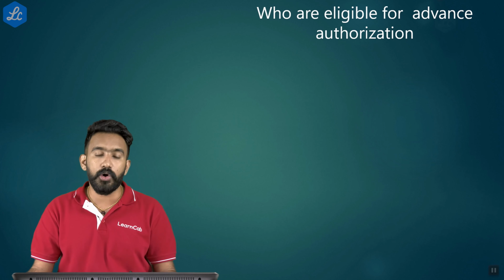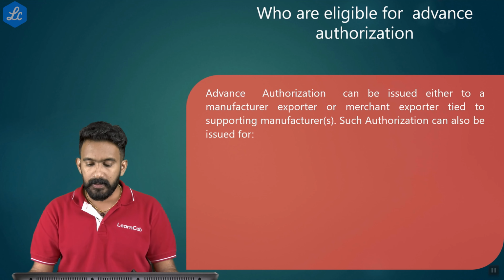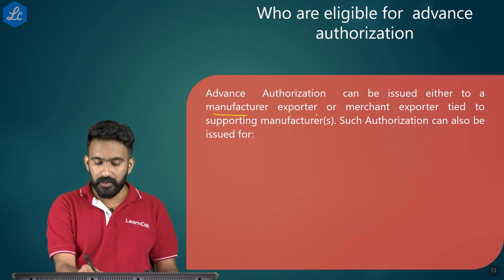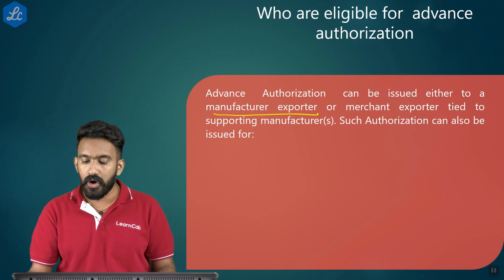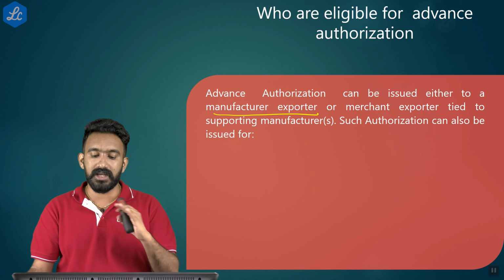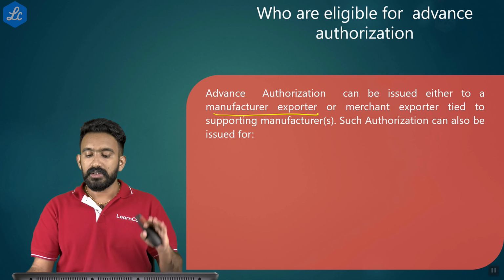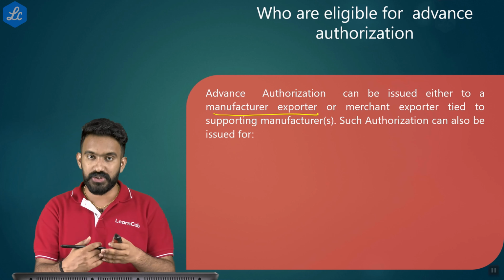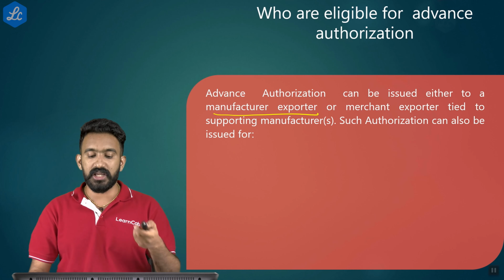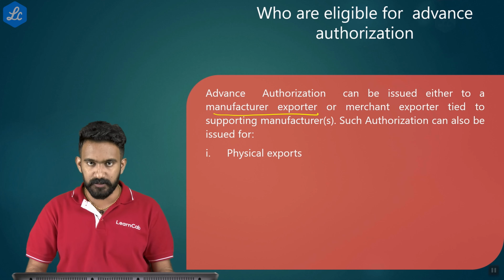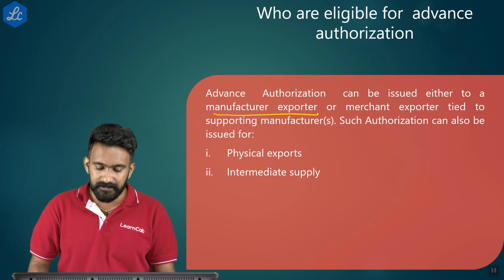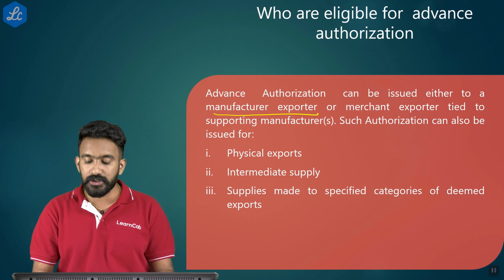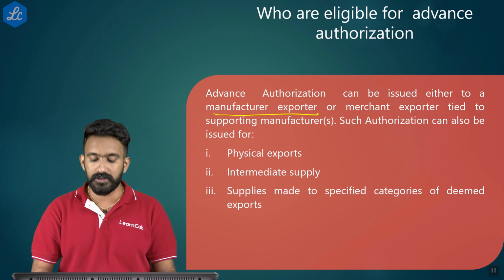Next, who is eligible for advance authorization? Advance authorization can be issued either to a manufacturer exporter, which means the one who is manufacturing and exporting, or a merchant exporter tied to a supporting manufacturer. So it can be given to a manufacturer exporter or a merchant exporter, but there should be a manufacturer attached to him. Such authorization can also be issued for physical exports, even for intermediate supply when you have a merchant exporter, and supplies made to specified categories of deemed export.